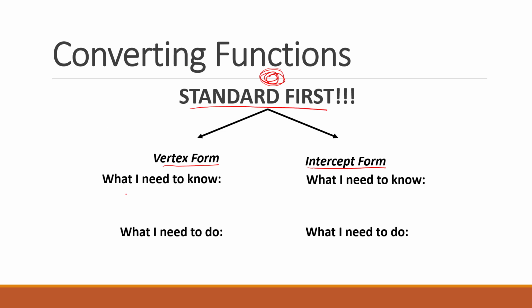So what do we need to know to transition to vertex form? You've got a couple of options. We need to know the vertex. But what's probably going to be more helpful is how to write a perfect trinomial. Now, you may recall that we wrote perfect trinomials back when we were working on completing the square. So a lot of your process and what we do is going to seem very similar to completing the square.